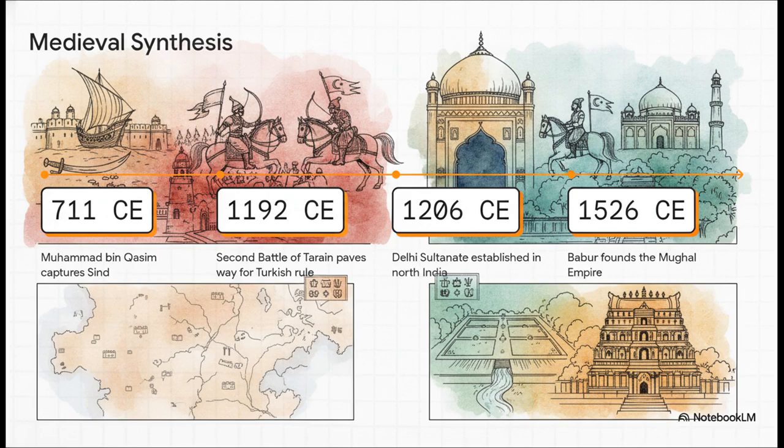We go from early raids and footholds in Sindh to the decisive battles of the 12th century, where Muhammad Ghori's victories eventually led to the establishment of the Delhi Sultanate in 1206. At the exact same time, powerful southern empires like Vijayanagara fiercely resisted this northern expansion, building incredibly rich cultures of their own. This dynamic held until a whole new chapter began in 1526 with the arrival of the Mughals.